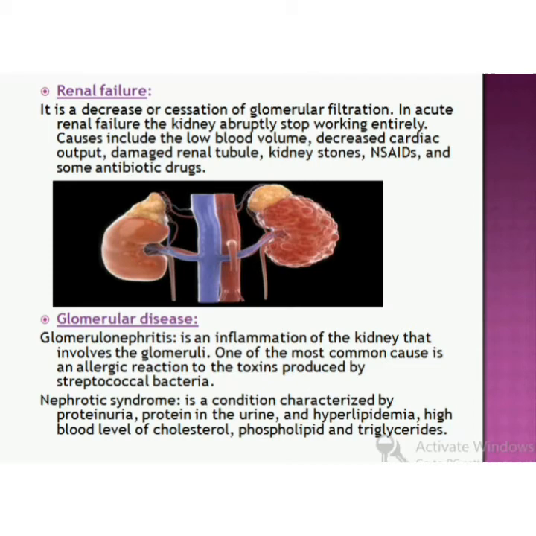Glomerular disease: we have glomerulonephritis and nephrotic syndrome. Firstly, glomerulonephritis is an inflammation of the kidney that involves the glomeruli. One of the most common causes is an allergic reaction to the toxins produced by streptococcal bacteria. Then nephrotic syndrome is a condition characterized by proteinuria, meaning protein in the urine, and hyperlipidemia, meaning high blood levels of cholesterol, phospholipids, and triglycerides.